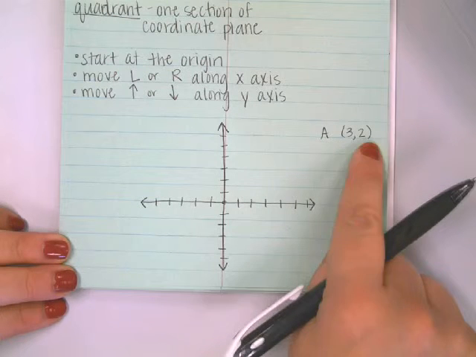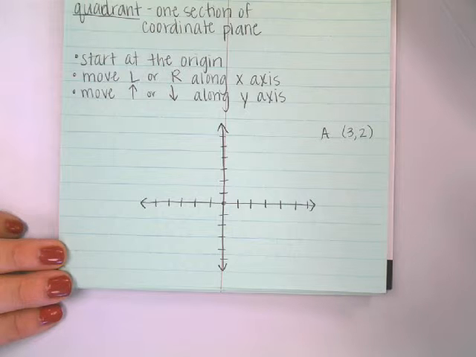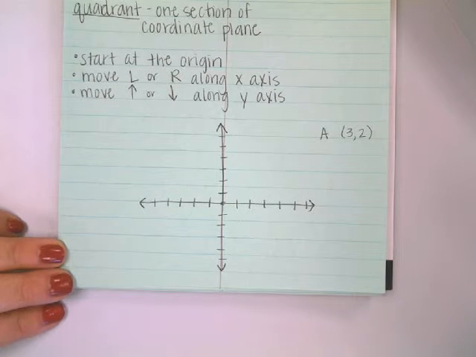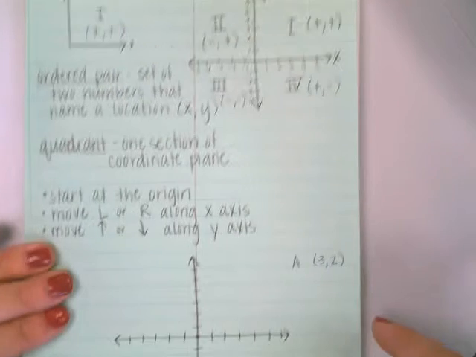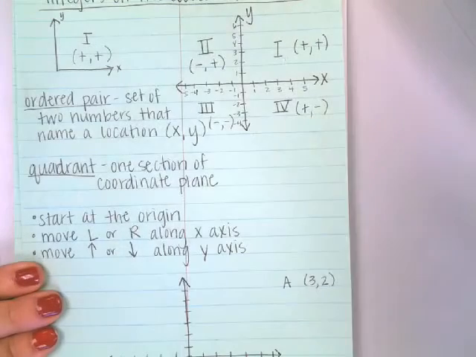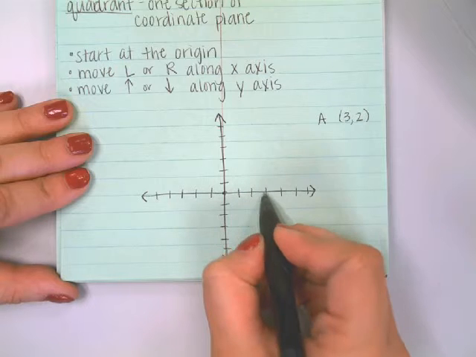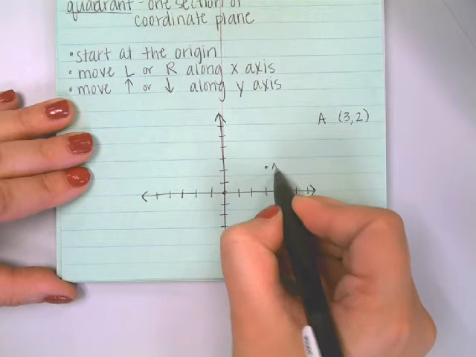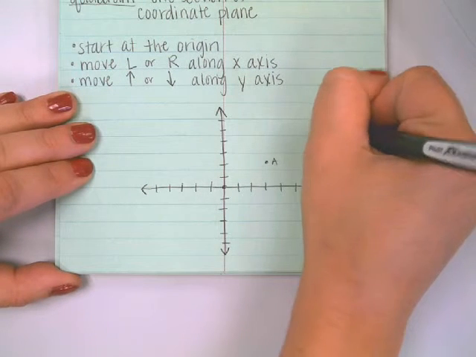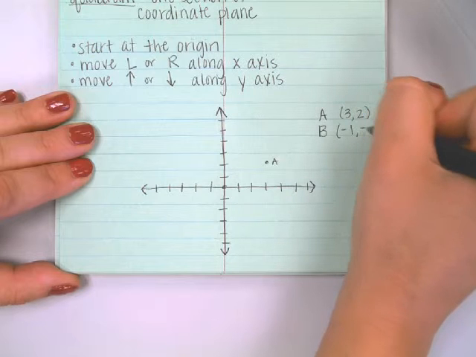Which quadrant will this point be in? Both of my coordinates are positive, so which quadrant is it going to be in? Reese? Well, if we go over up here, is it going to be in quadrant 1, 2, 3, or 4? 1. It's going to be in quadrant 1. Okay, so I start at my origin and I go over 3 to the right, 1, 2, 3, and then I go up 2, 1, 2, and I'm going to plot my point A.